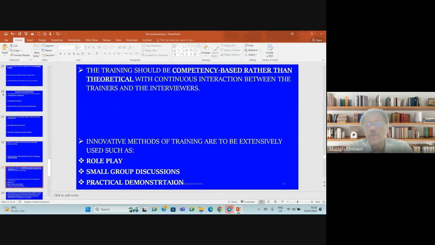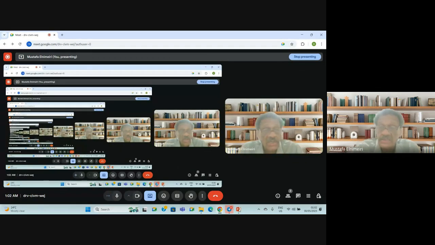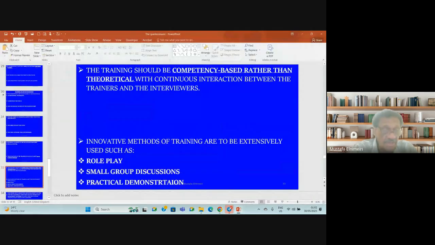The training should be competency-based rather than theoretical, with continuous interaction between the trainers and the interviewers. Innovative methods of training are to be extensively used, such as role play, small group discussion, and practical demonstration, so that this will help the interviewers acquire the important competencies that will help them hold the data collection effectively and efficiently.